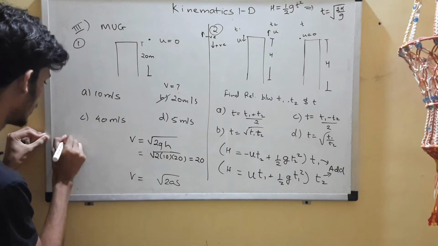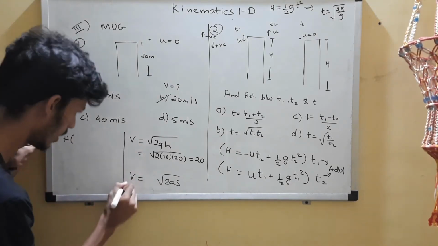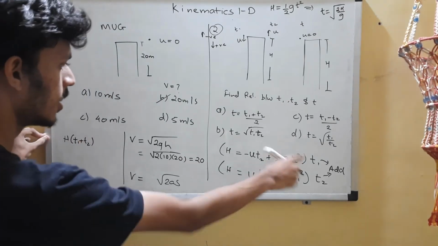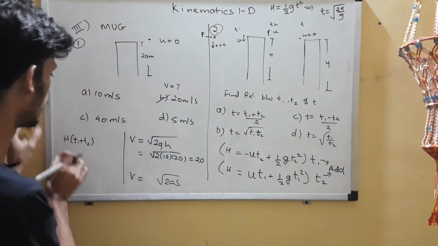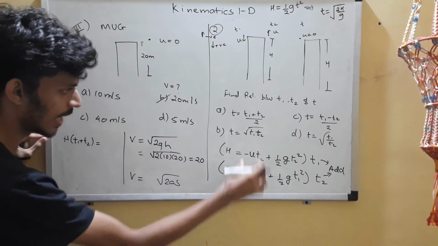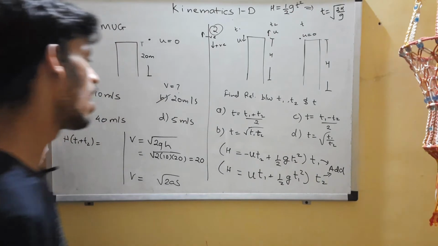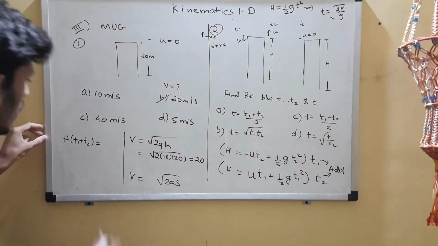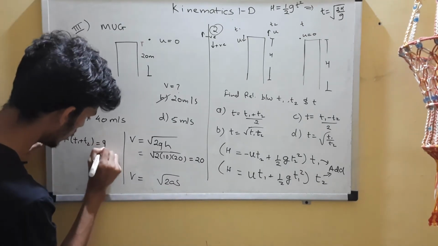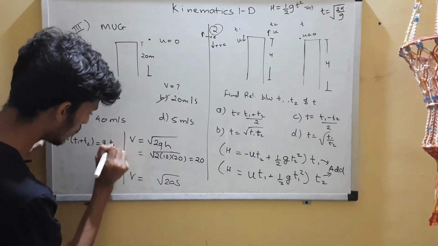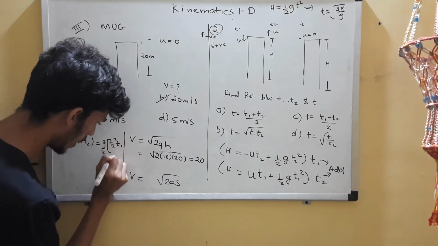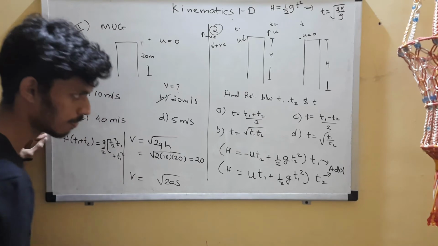So ht1 plus ht2 on the left hand side. Take h common, so h into t1 plus t2, and here the u terms will get cancelled. Here you'll get half g t2 square t1. So you can take half g common from everywhere, so g by 2, and here you have t2 square t1 plus t1 square t2.